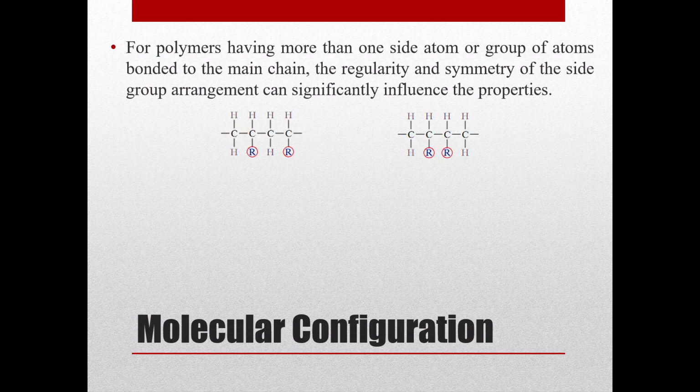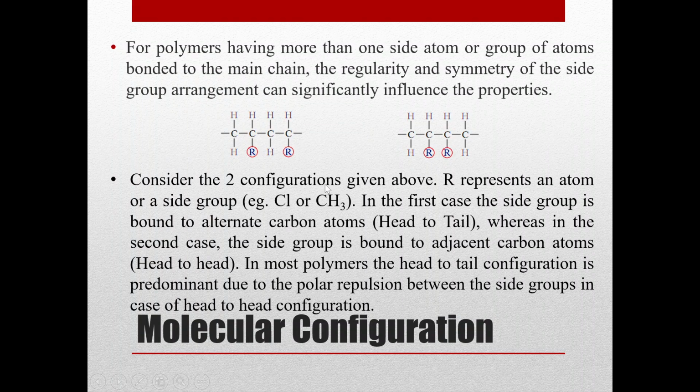Let us see. So on the screen we can see 2 images here, and this R is the side group which is attached to the main carbon backbone chain, and in the first case, we can see this is attached on alternate carbon atoms, whereas in the second this group is attached on the adjacent carbon atoms. So consider the 2 configurations given above. R represents an atom or a side group, which may be, for example, either a chlorine atom or a CH3 group.